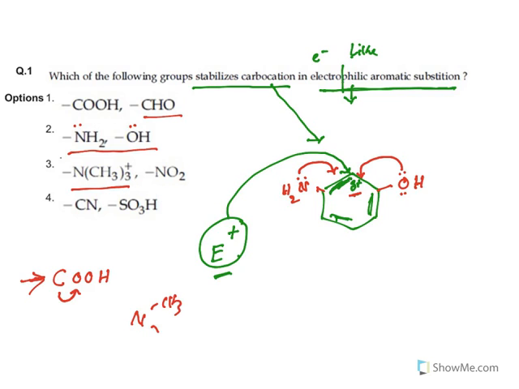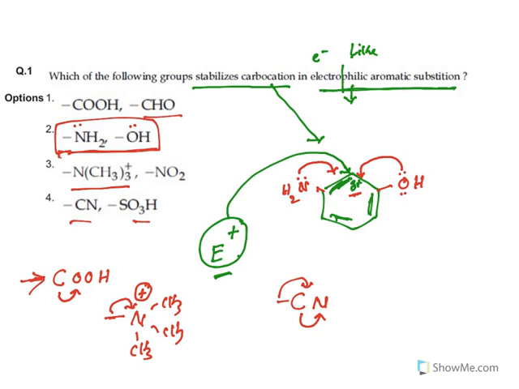Nitrogen is surrounded with all these methyls, but it is forming 4 bonds, so it is deficient of electrons. It cannot donate, rather it will withdraw electrons. The same thing: carbon is combined with the electronegative nitrogen, so electrons will be withdrawn. So only these groups will stabilize the carbocation. The concept is this one.